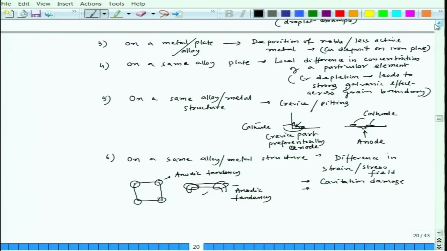So, let me conclude here that galvanic effect is actually due to preferential location of cathodes and anodes, not only two metal contacts. That is what I would like to stress here. So, we will continue our discussion in our next lecture.